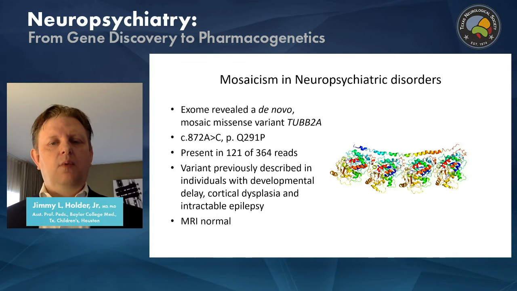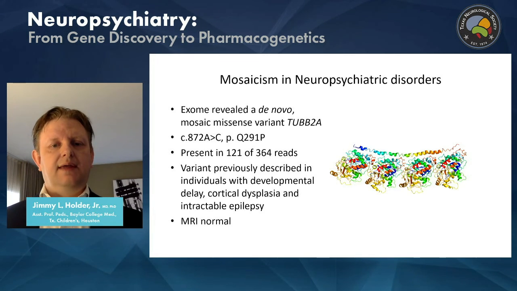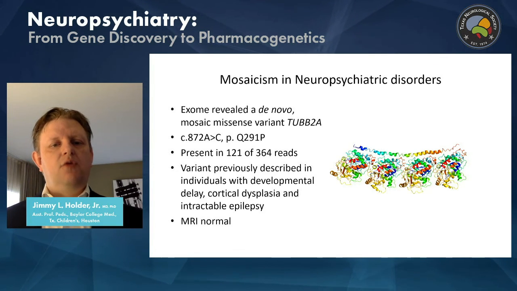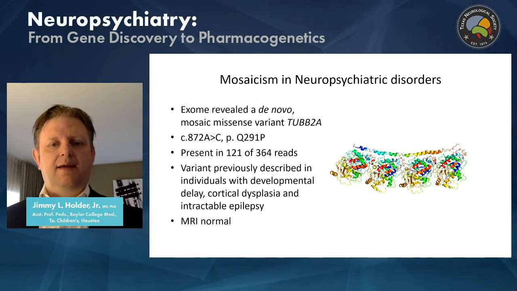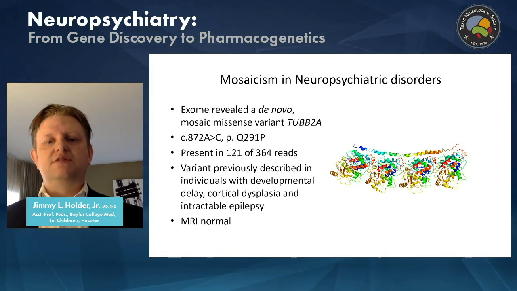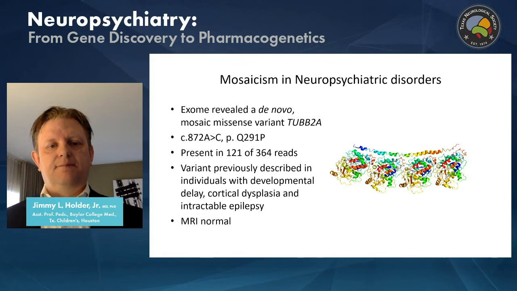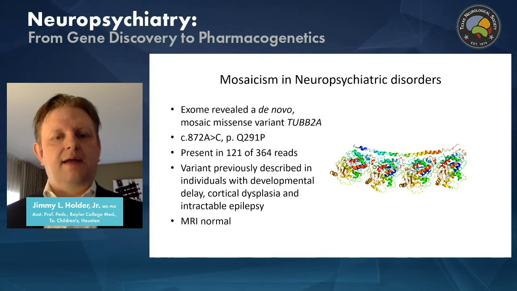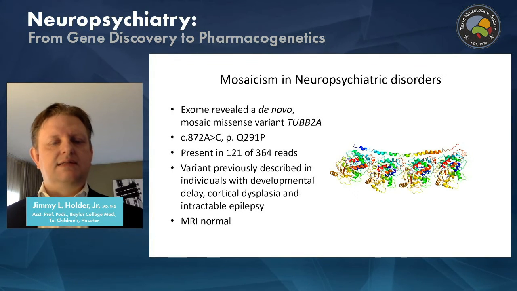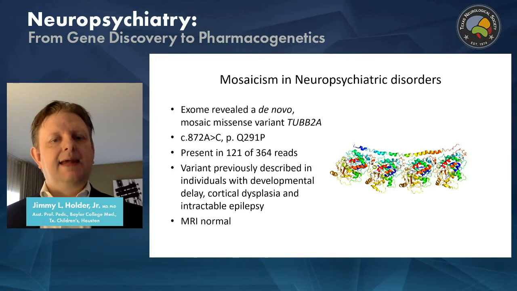So when he saw me, we performed a variety of genetic testing. We performed array CGH, which revealed no significant copy number variants. But what we did find through exome sequencing was a de novo mosaic variant in a gene called TUBB2A. This gene encodes a subunit of tubulin, which is very highly expressed within the central nervous system. The particular variant that we identified changes a glutamine to a proline at a very conserved residue. But again, it was only found in 120 out of over 360 reads in next generation sequencing, indicating this is in fact a mosaic event.